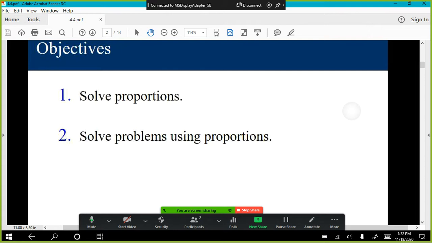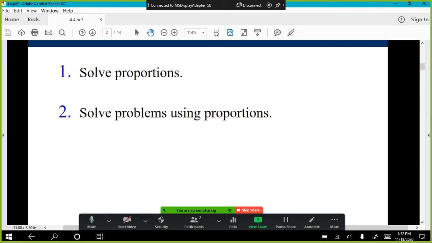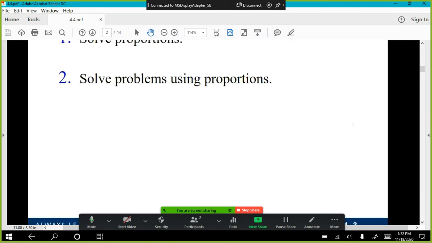All right, we're going to solve proportions, and then we're going to look at some problems using some proportions. Most of this is, like I said, pretty easy. There's a couple that have a little bit of a trick to it that could make it a little bit harder.